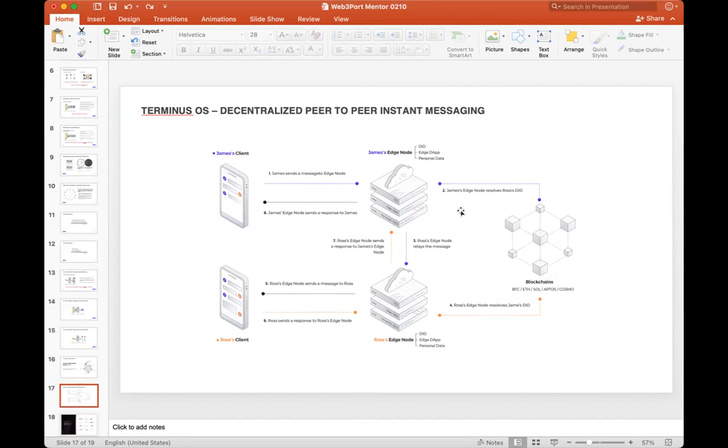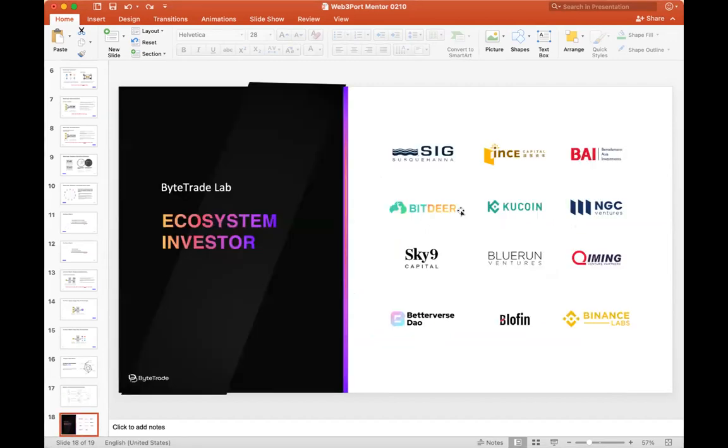And then, about our ecosystem and investors, here are our partners in the space. We share information, and we also share resources.